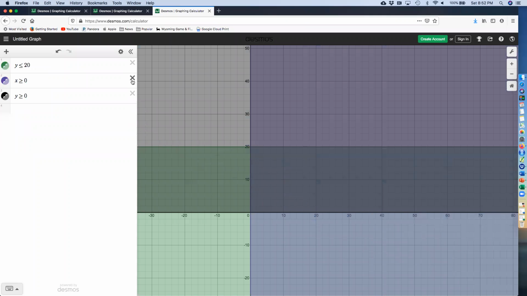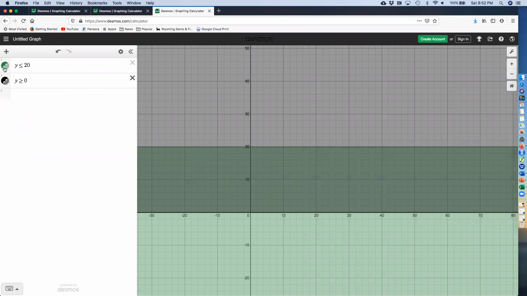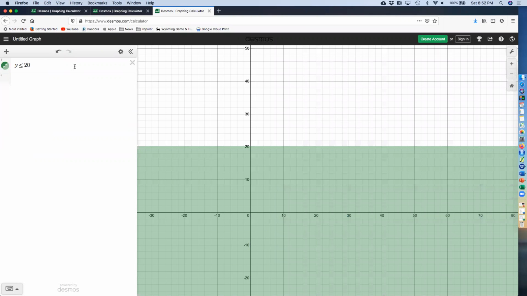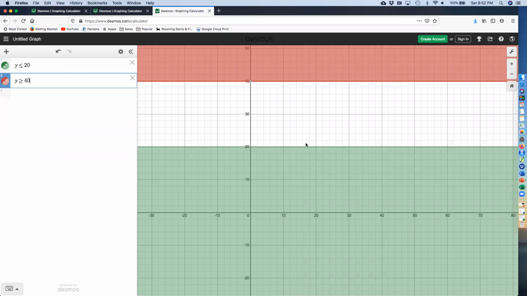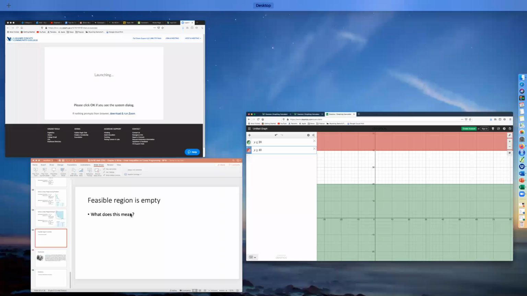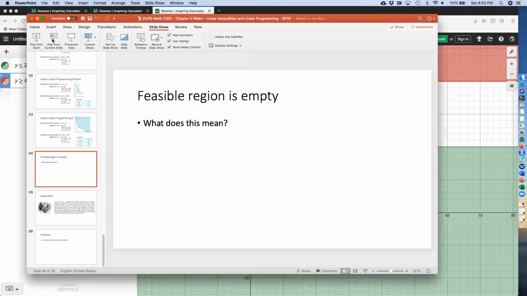Let's say I have y is less than or equal to 20. And I'm going to make another one, but I'm going to say y is greater than or equal to, say, 40. This means there's no overlap in the region, which means there is an empty feasible set, which means there is no solution here. Because basically the regions do not overlap in any fashion. It's kind of neat that way. So let's go back here and play from current slide.